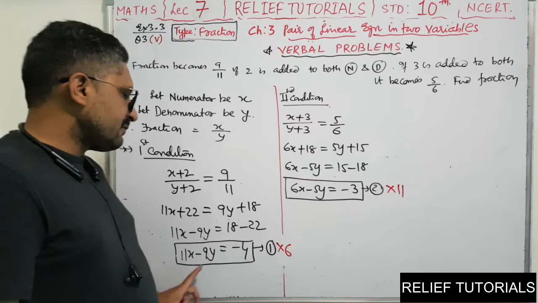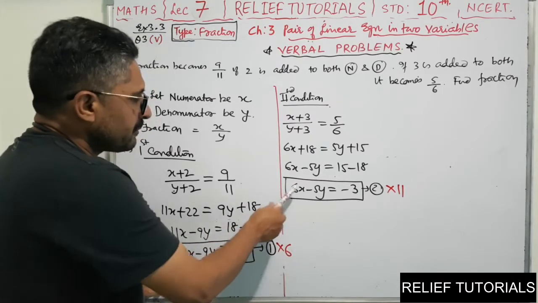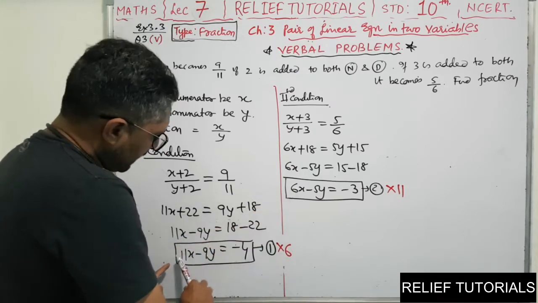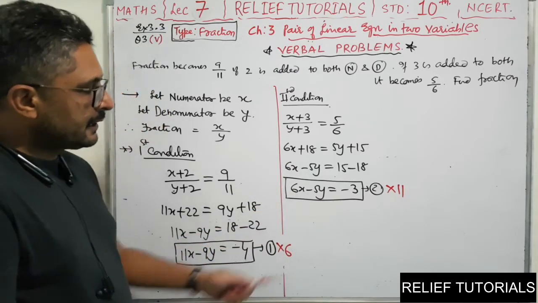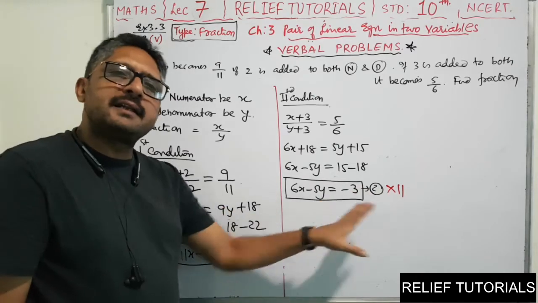So multiplying equation 1 by 6. See, you alternate just that. Here 11, so you will multiply by 6. Here 6, so you will multiply by 11. So I am mentioning that you multiply equation 1 by 6 and equation 2 by 11.